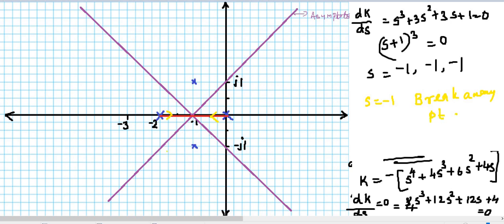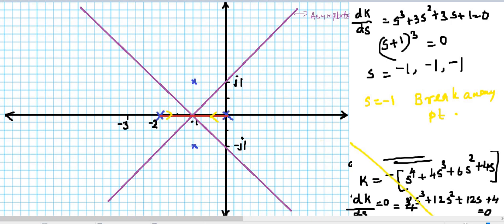So that will meet at this breakaway point, and from this it will go to infinity through any of these asymptotes. So the path will be through the asymptotes only. Okay, now there are another two poles, that is a complex conjugate pair of poles.